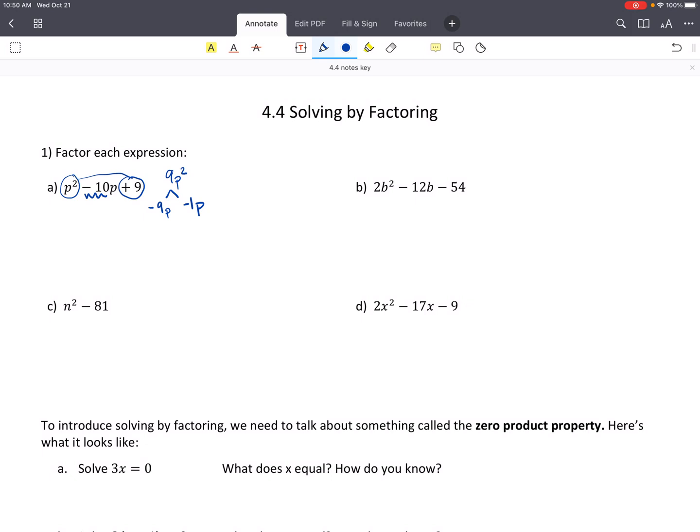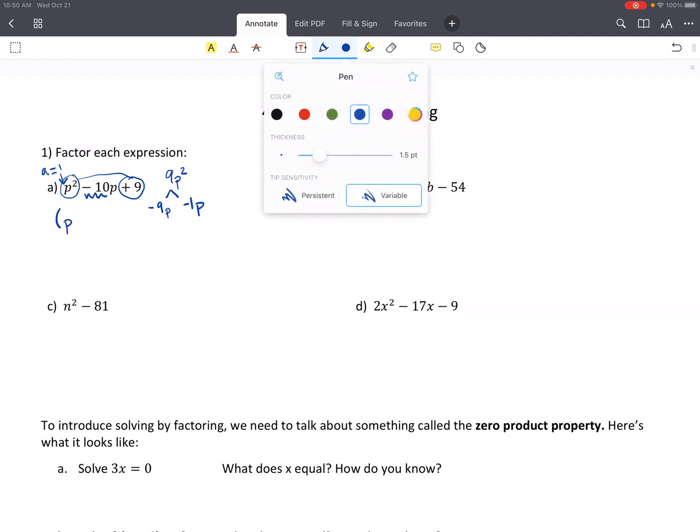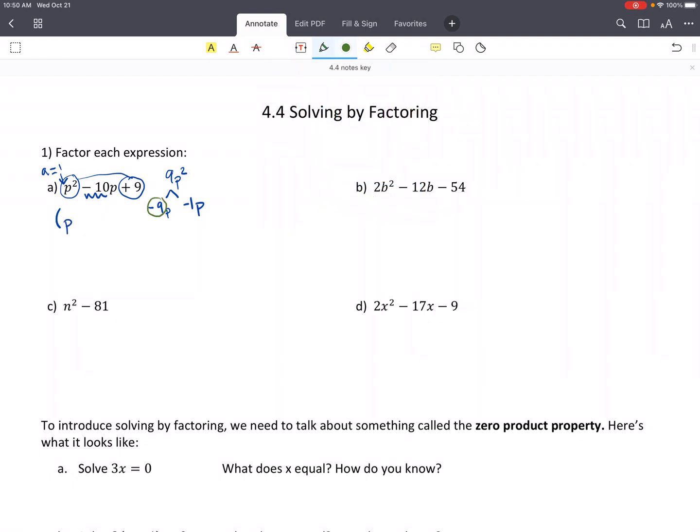And in this case, a equals 1, meaning I do not have a coefficient in front of my squared term. When that happens, we use our little factoring shortcut, which is real nice. So I go p, and I'm just going to take my number minus 9, and the other one becomes minus 1. So we get p minus 9 and p minus 1. And that's how we factor it.